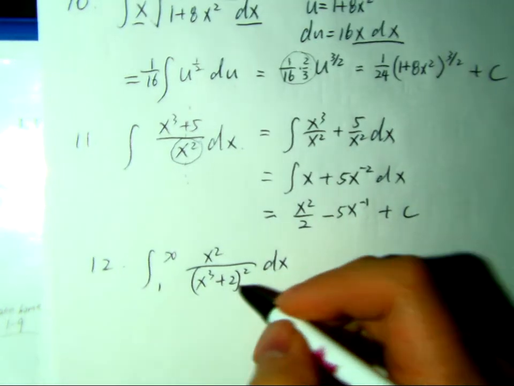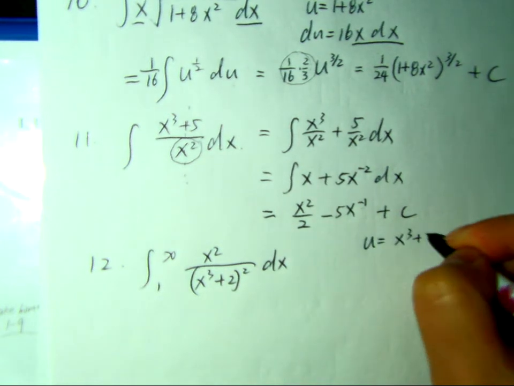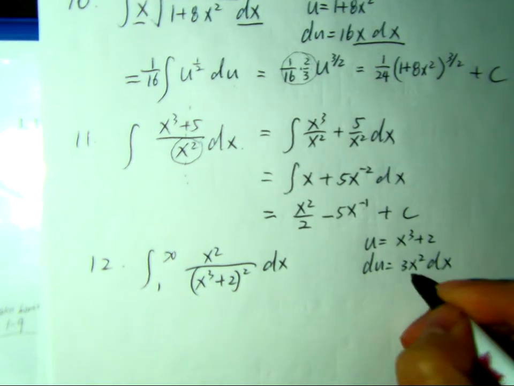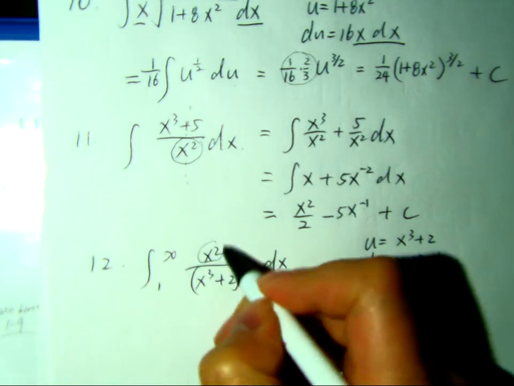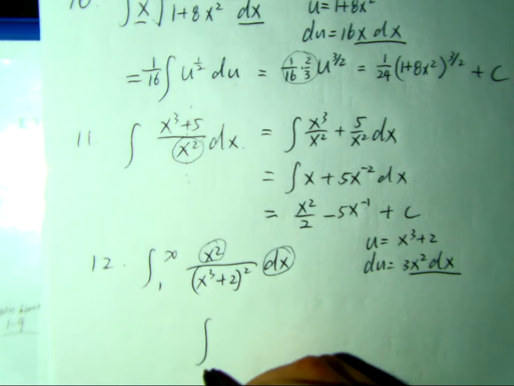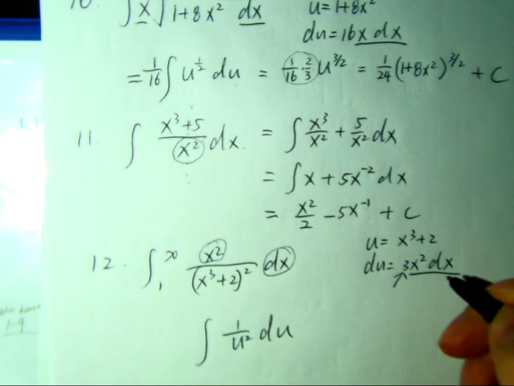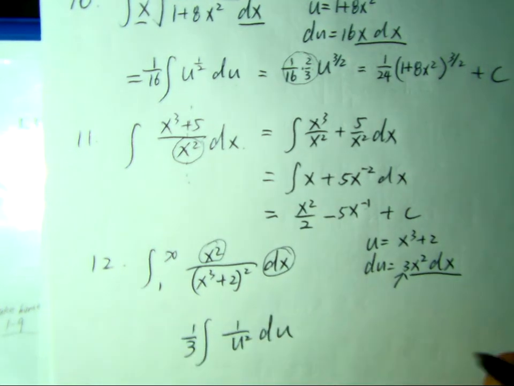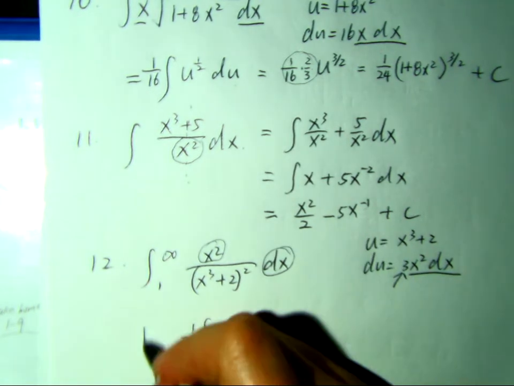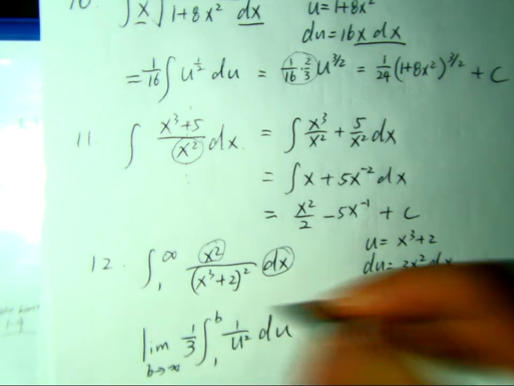So this time we do u substitution. u is x cubed plus 2. So du will be 3x squared dx. And x squared dx will cancel this x squared and this dx. So we will have the integral of 1 over u squared du. And then we left the 3 here, so you have to put 1 over 3 in front. And look at this question. We have infinity as our limit again, so you have to put limit notation in front. So b approaches infinity, 1 to b.